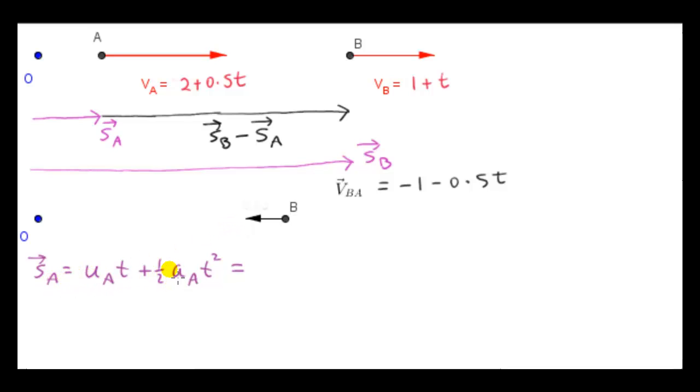So let's get vector SA. Well, at time t equals 0, A is at the origin. So we can just use this, we don't have to add anything on. We will for B, because at time t equals 0 we saw that B was 5 meters from the origin. Okay, so what's UA and AA? What's the initial velocity of A? Well, that's this value here. This is UA, of course, and this here is the acceleration from V equals U plus AT. So we've 2t, and we've half a 0.5. Half a 0.5 is 0.25.